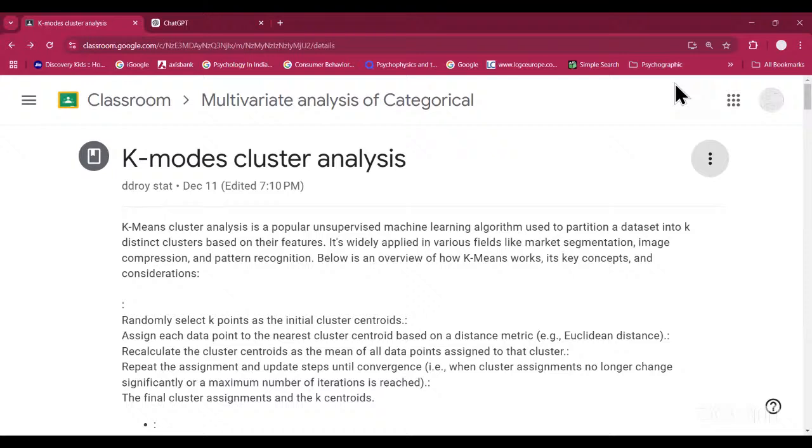Assign each data point to the nearest cluster centroid. Centroid means basically the mean, based on a distance metric like Euclidean distance. Recalculate the cluster centroids as the mean of all data points assigned to that cluster. Repeat the assignment and update steps until convergence, when cluster assignments no longer change significantly or a maximum number of iterations is reached.